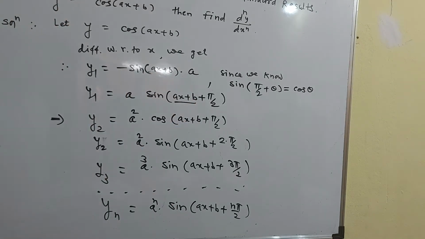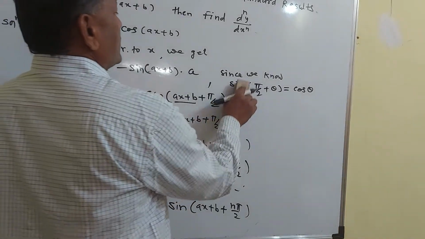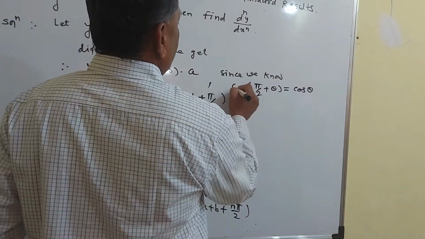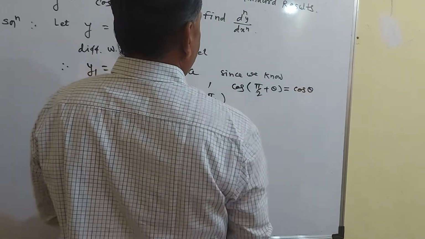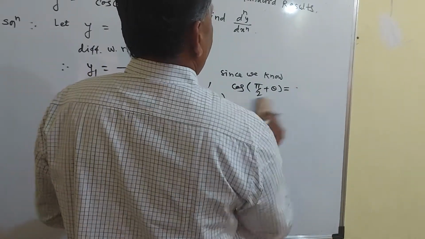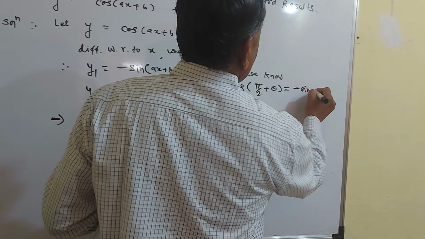And you know that cos of (pi by 2 plus theta) is equal to minus sin theta.